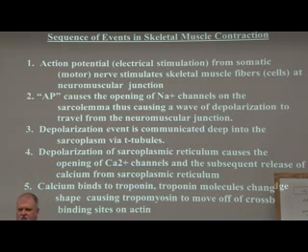Because sodium is a positively charged ion, what we're going to do is change the voltage on the membrane by moving a positively charged ion. So what we have is a word that we use for the change in voltage in one direction, and then we use a different word for the change in voltage back the other direction. So depolarization will cause a change in voltage in one direction.